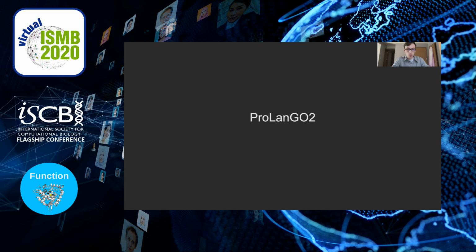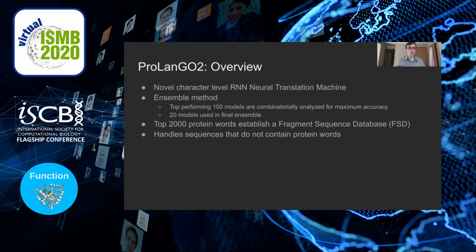So now I would like to move on to the Prolango II method. For those of you who are familiar with the original Prolango, some of the changes that have occurred since then are, first, we have moved to a character level RNN, which uses an encoder and decoder architecture to analyze the input sequence character by character.